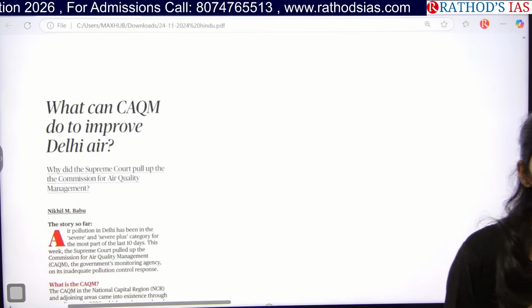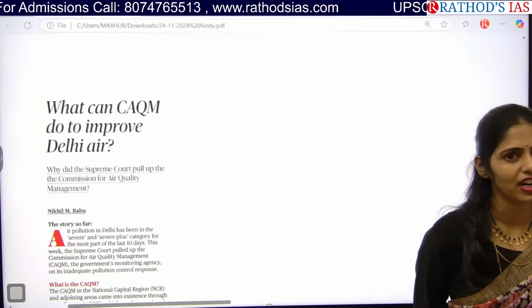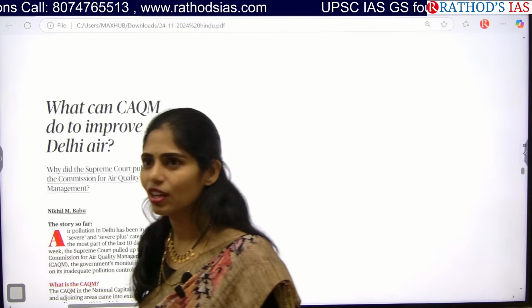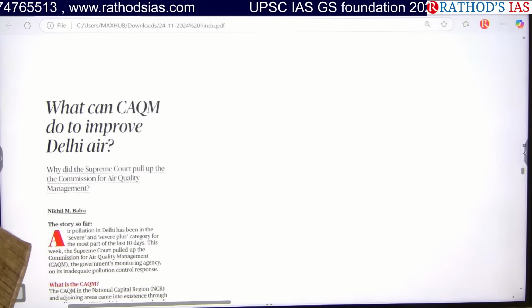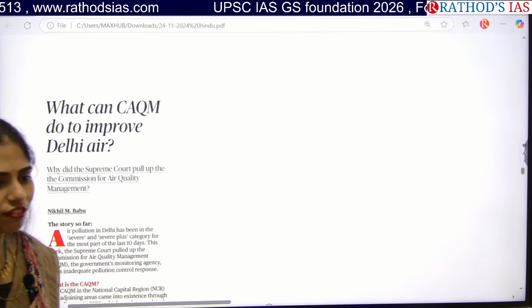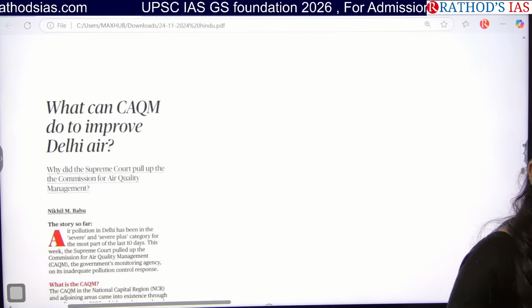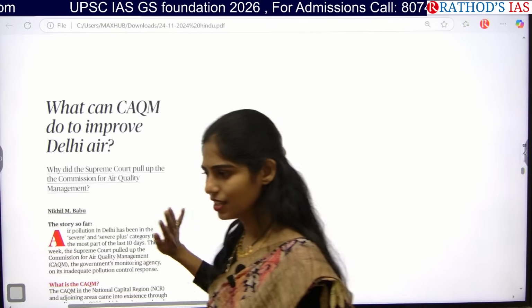What will be done in that 4th plan? Construction activities: a complete ban on construction activities. Next one? Okay, vehicles: the odd-even plan will be implemented. Next. Yes, closure of schools and offices; they will go for online education and a work from home policy. So recently we discussed in the news that the work from home policy has been implemented in the Delhi region.